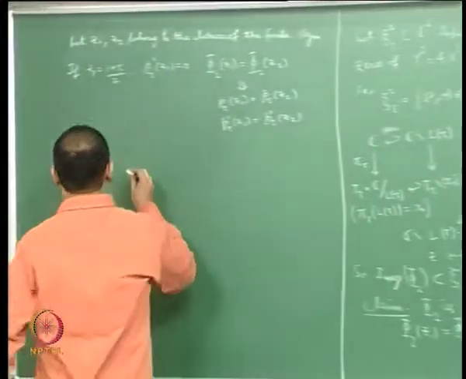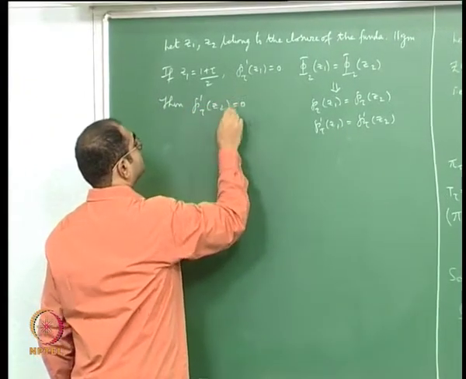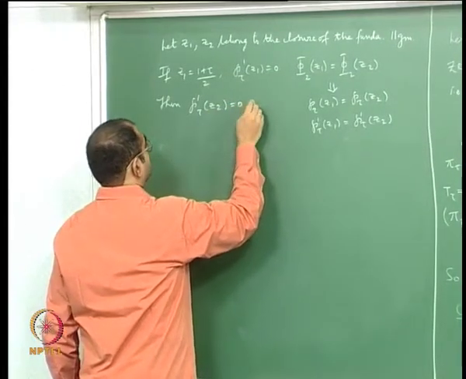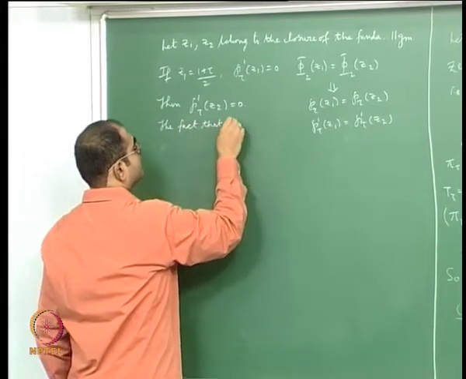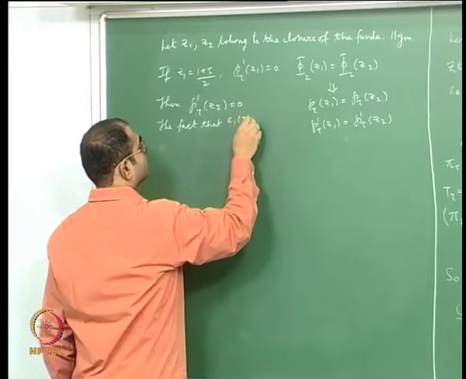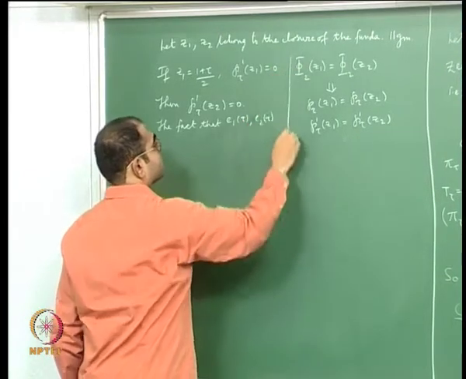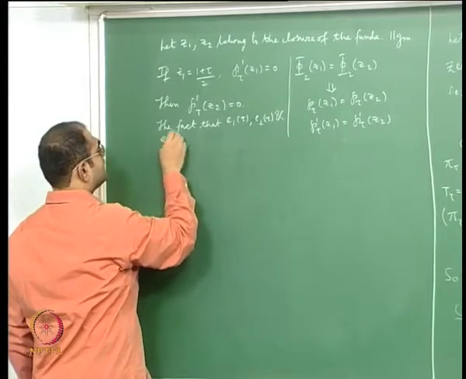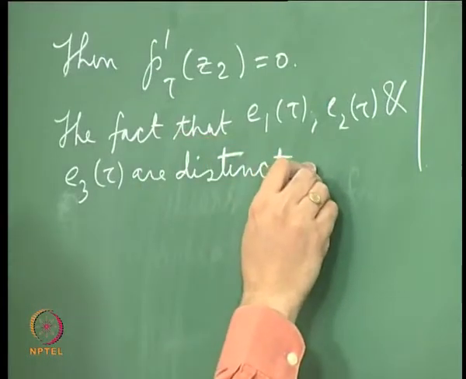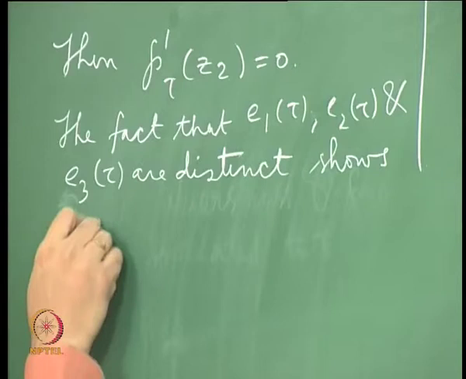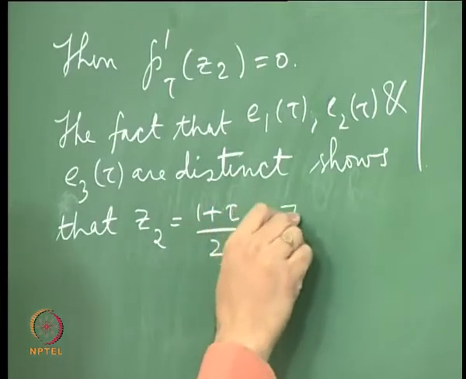So let me write that, then phi prime tau of z2 is 0, the fact that E1 of tau, E2 of tau and E3 of tau are distinct shows that z2 also has to be (1 plus tau) by 2, and that has to be equal to z1.